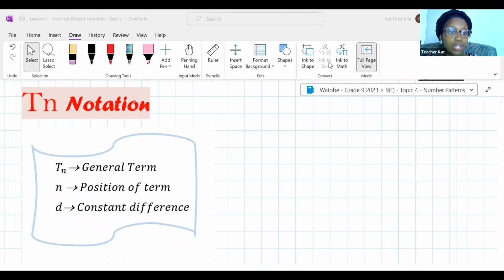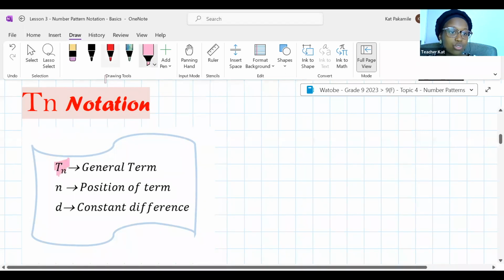First thing you need to know is TN. When I talk about TN, guys, I'm talking about the general term. How do I find any term in the sequence? N is the position of the term, so take note, guys. That N over there is the same N that's over here. So if I say N is 1, that means T1 will be term 1.